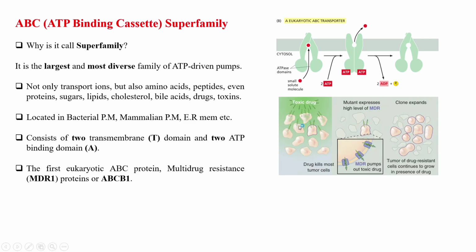As you can see, when toxic drugs or chemotherapy drugs are applied to these cells, most of the cells die, but some cells that express a high amount of this ABC transporter survive. That's why it is called multi-drug resistance, because they can pump the toxic drug out of the cells, and then these resistant cells grow and expand the clone, so it hampers the chemotherapeutic treatment of the cancer.